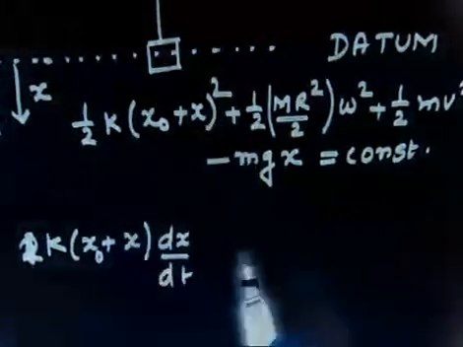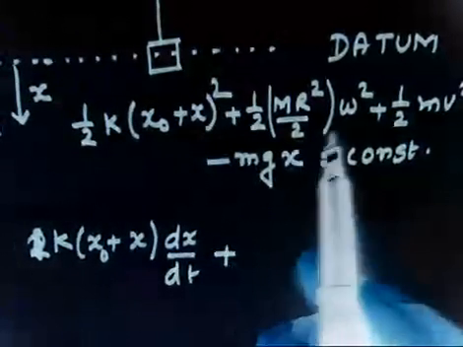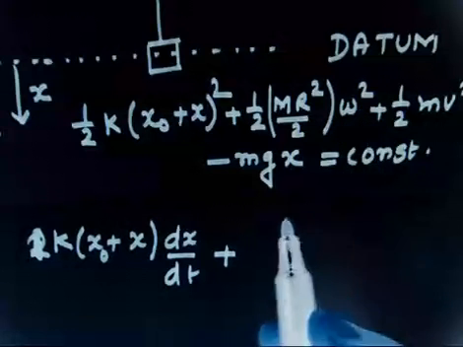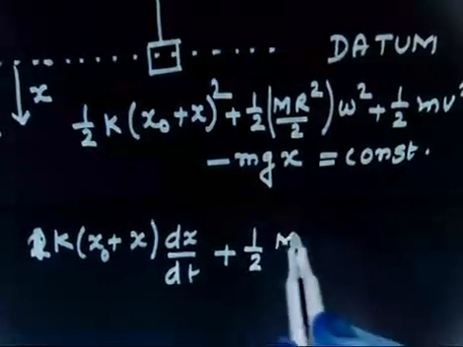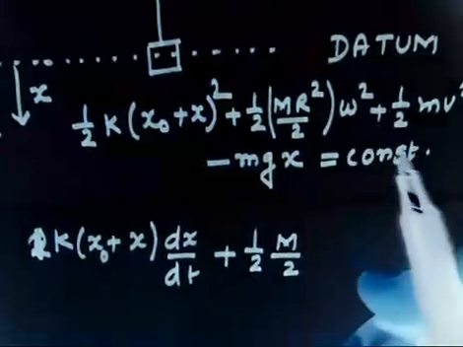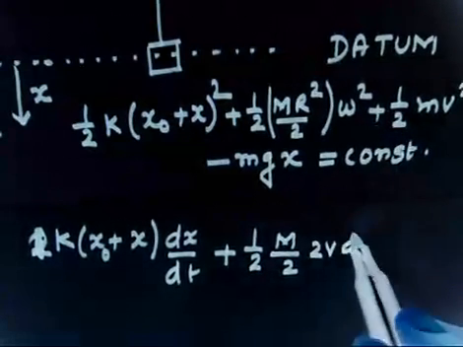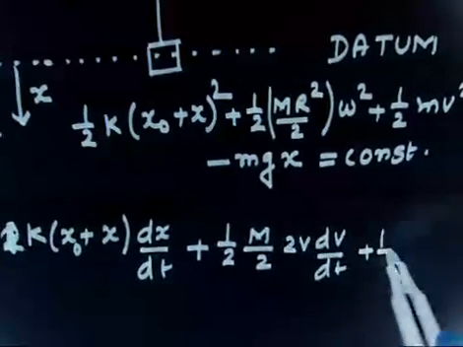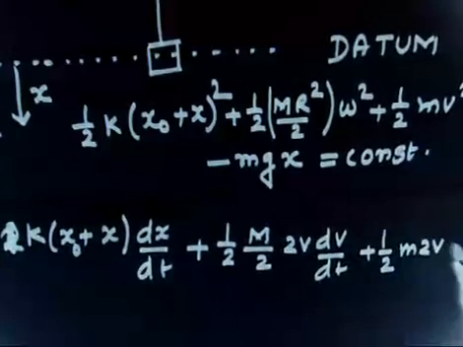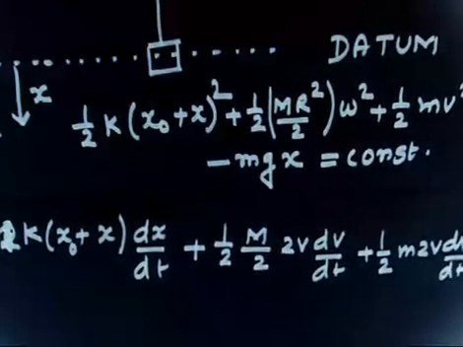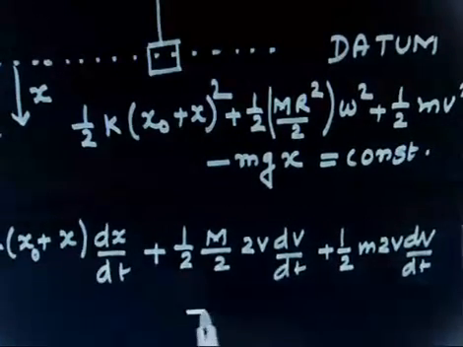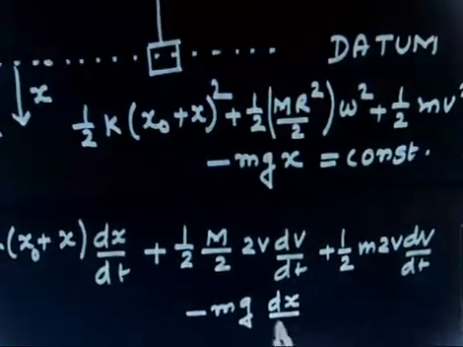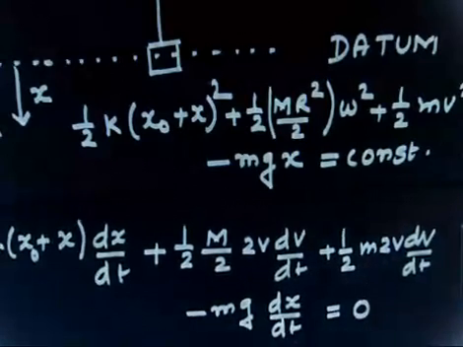Now plus half I omega square. This is r square omega square, that is v square, so it is written as half M by 2 times v square. Differentiation of v square is 2v dv by dt, so this is half M times 2v dv by dt. Are you getting? And here we will have minus m g x, and differentiation of x is dx by dt, and the right side is constant, so it is 0.